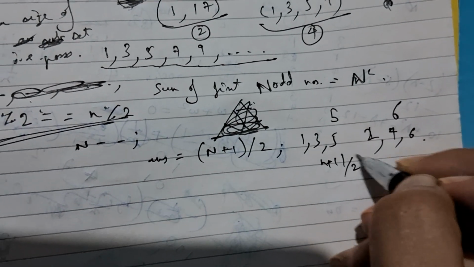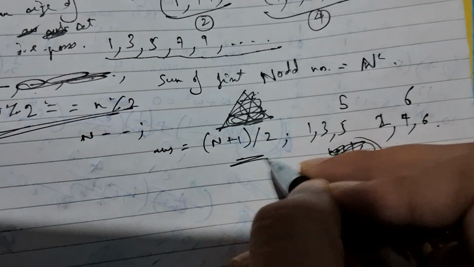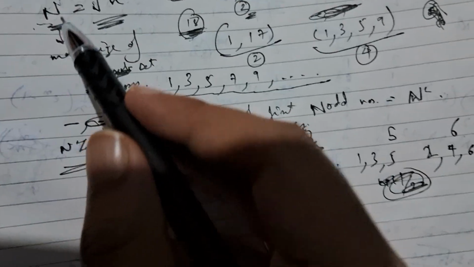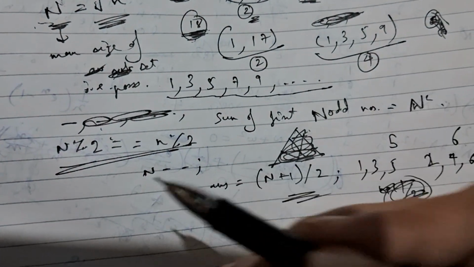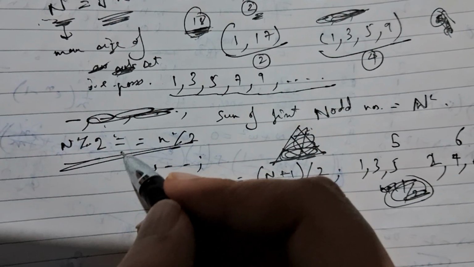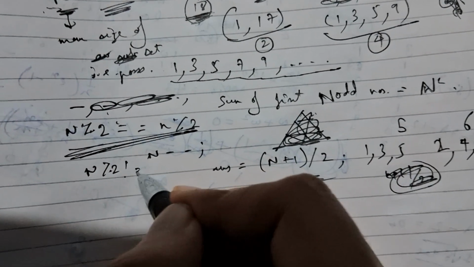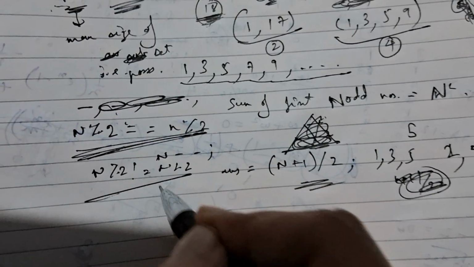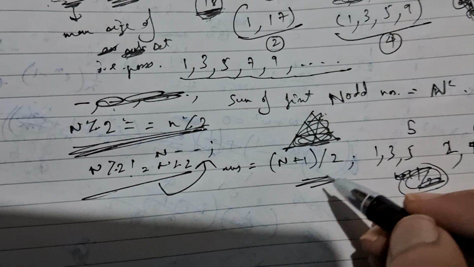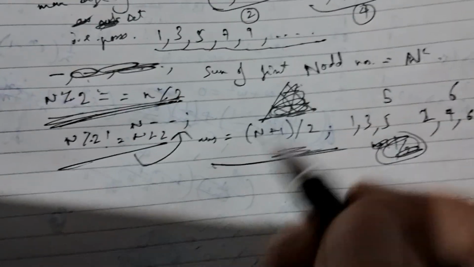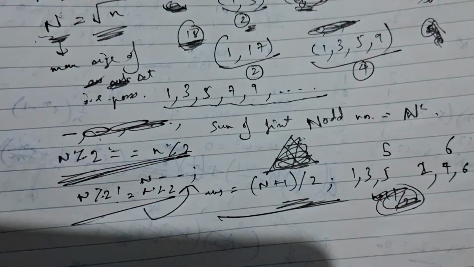Okay, capital N, right? So what is the basic thing? N is equal to square root of n. If N mod 2 is equal to n mod 2, then no problem. If it is not equal, then you have to perform N minus minus, and then answer is equal to (N plus 1) by 2. That is the answer. That is the basic thing.